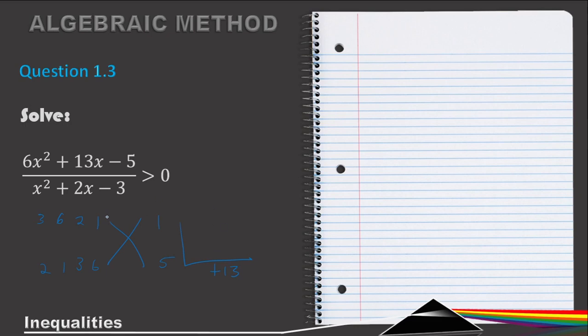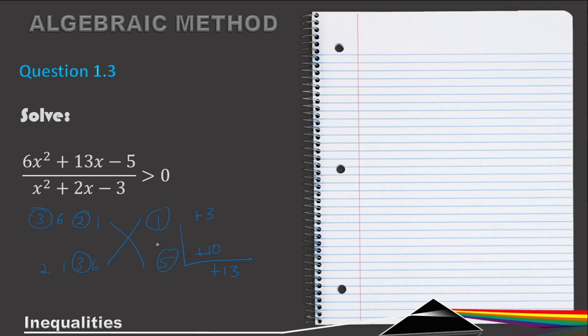Okay, so 6 times 1 is 6, and then that's 5. That gives us 11. 2 times 5 is 10, and 3 times 1 is 3. To get plus 13, I must say plus 3 plus 10. Okay, but that's a problem because this is a negative, so the signs cannot be the same. So there must be another option. If I say 6 times 5, that gives us 30 and 2, that's too big. And then 3 times 5 is 15 and 2.